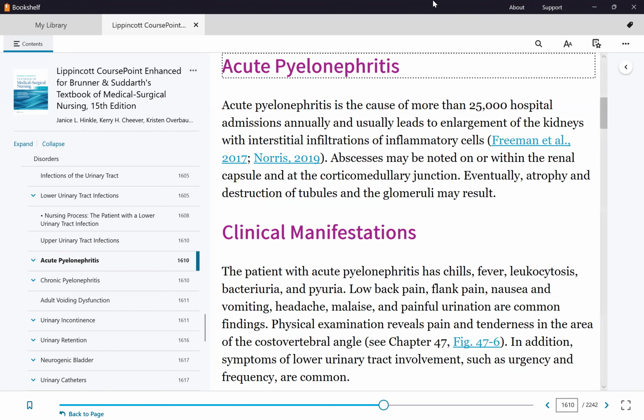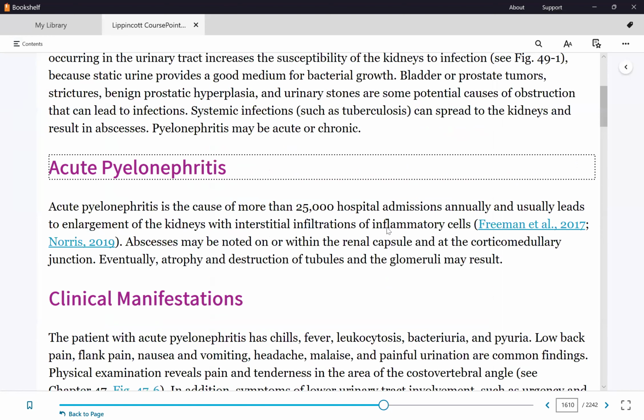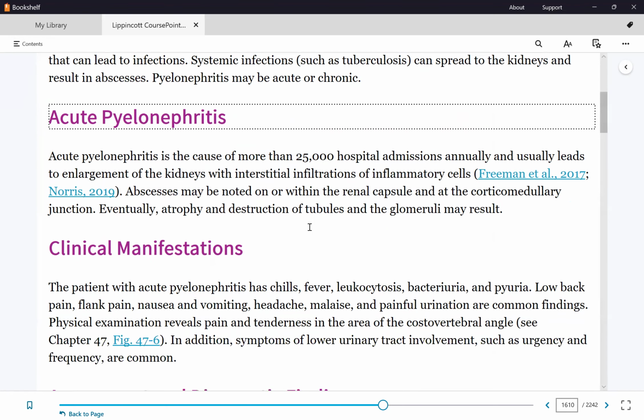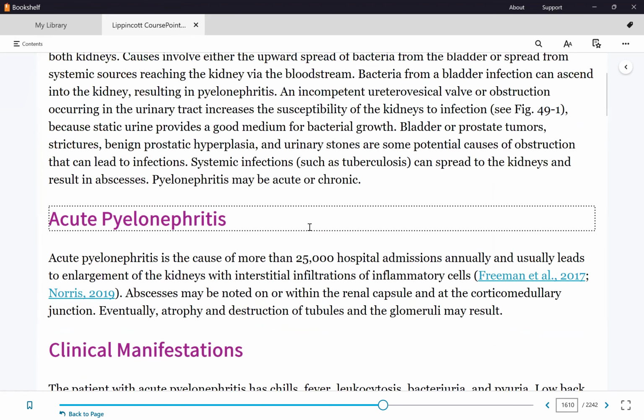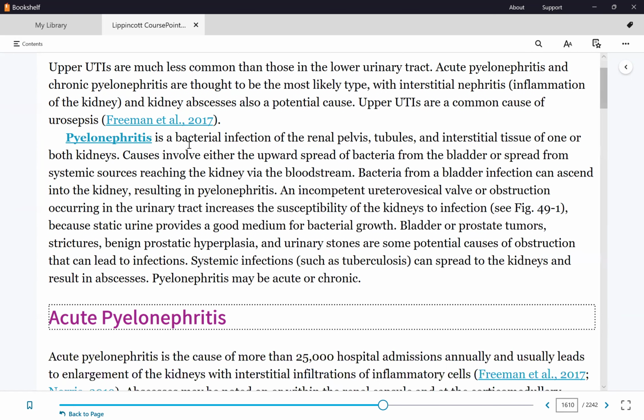Okay, so under upper urinary tract infections, we are now dealing with a UTI that swam up to the kidneys. So now we call it pyelonephritis. There are two forms. We have acute and chronic pyelonephritis. Let's compare the two. So let's start with acute pyelonephritis.